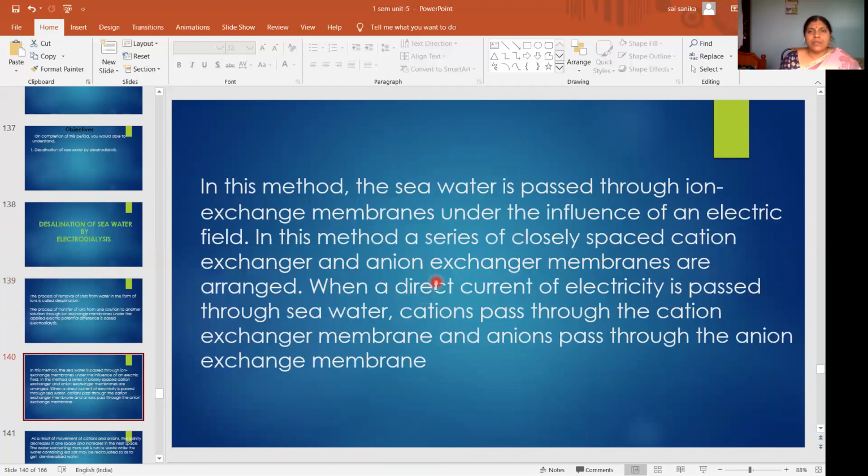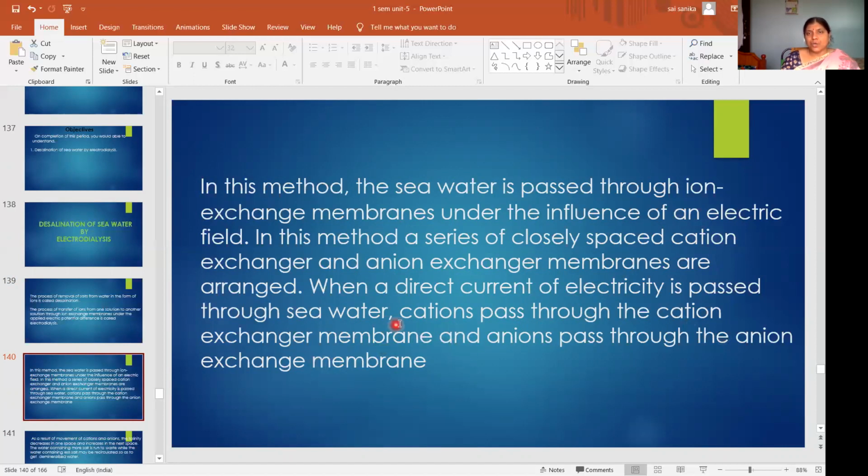So in this method, the seawater is passed through ion exchange membranes under the influence of an electric field. We take different concentrated solutions and place a series of closely spaced membranes, the cation exchanger and the anion exchanger. The cation exchanger allows only cations and the anion exchanger allows only anions, because the cation exchange membrane is itself negatively charged and the anion exchange membrane is itself positively charged. When current is passed through seawater, cations pass through the cation exchange membrane and anions pass through the anion exchange membrane.